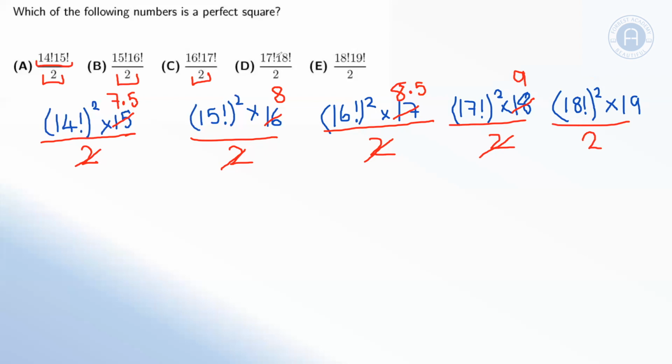So for D, 17 factorial times 18 factorial over 2, we can actually write that as 17 factorial squared multiplied by 9, or multiplied by 3 squared. And as we said, two squared numbers multiplied together must give us an answer which is a square number. So therefore D must be a perfect square.